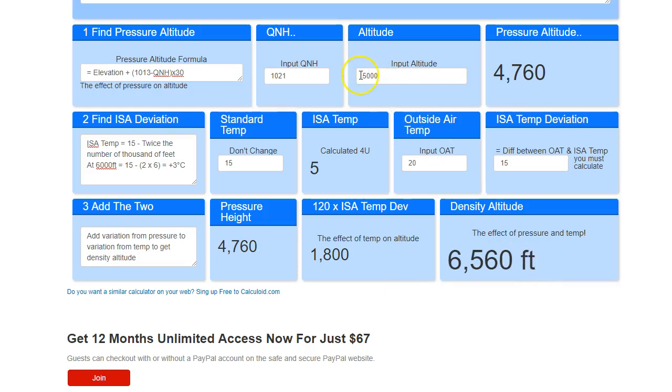So instead of taking off with the performance that you normally have at 5,000, if these are the numbers that you put in, it's going to be effectively like taking off at 6,500 feet. And as you can imagine, that is going to dramatically affect your aircraft performance, especially if you've got a heavily loaded aircraft or you're on a marginal length runway. So that's how the calculator works.